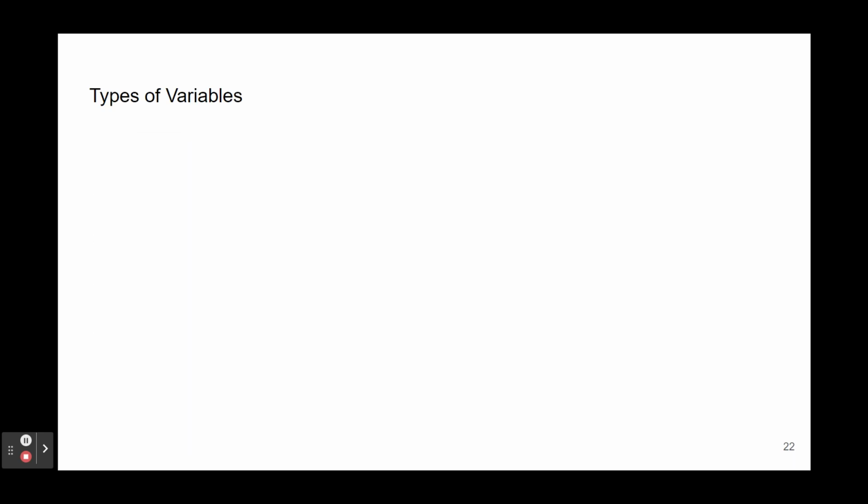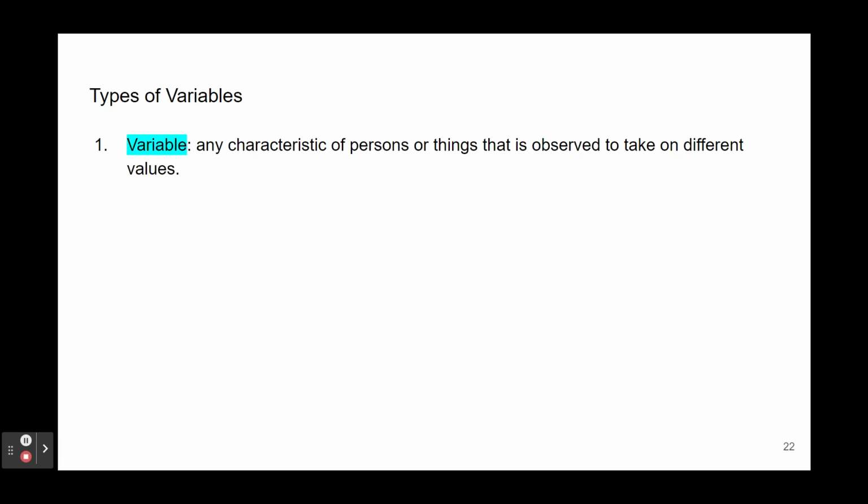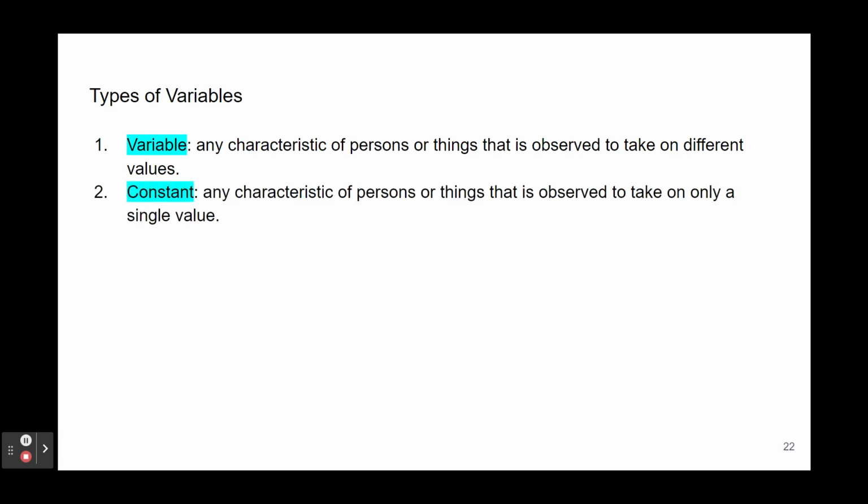Types of variable. A variable is a characteristic which is varying. A constant is a characteristic which is not varying. We call it a constant. For example, is the person human or not in my data set? Everybody's a human being. There's no cat, right, in your data set. Everybody is human. No alien, no cat, no dogs. So that piece of characteristic becomes what?